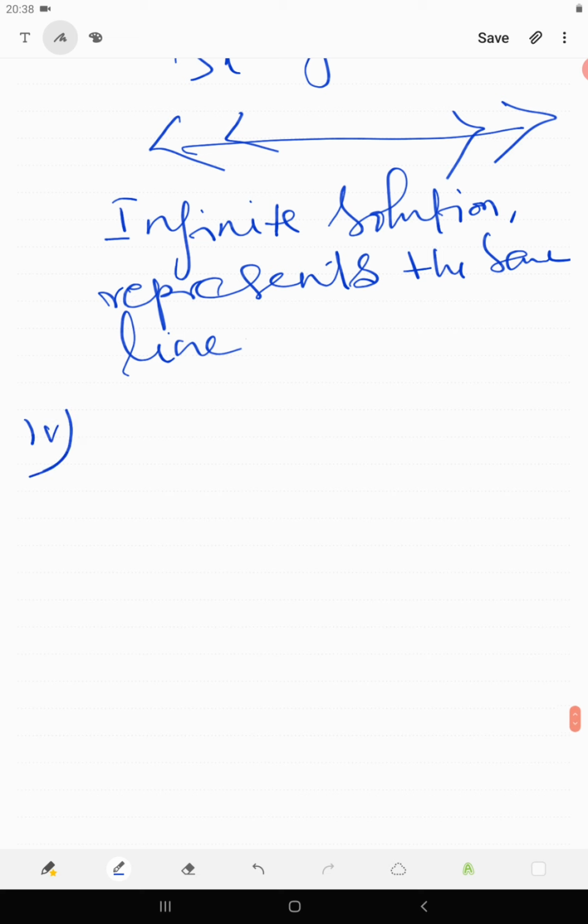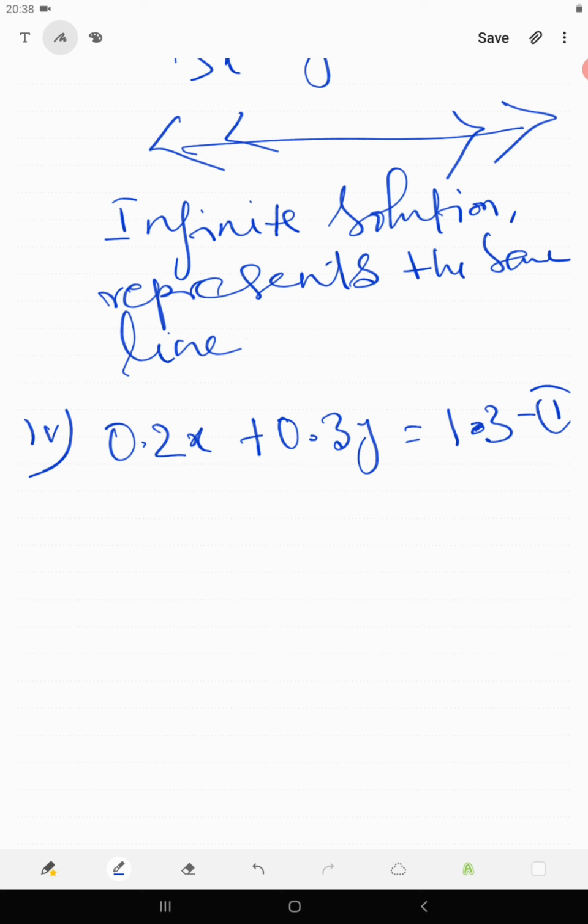So fourth one is 0.2x plus 0.3y equals to 1.3. So this is our equation 1. Next is 0.4x plus 0.5y equals to 2.3. This is our equation 2.